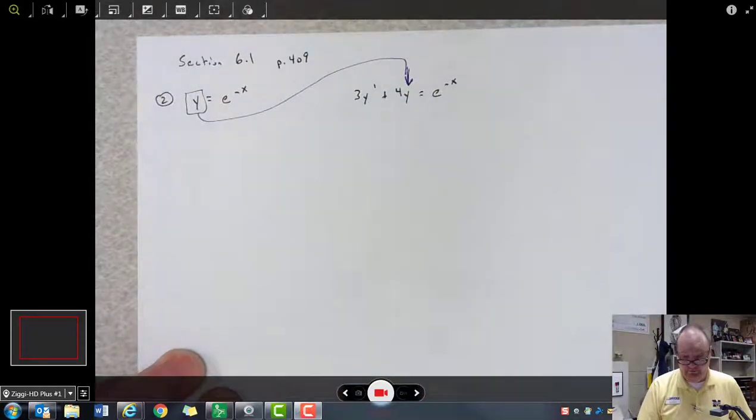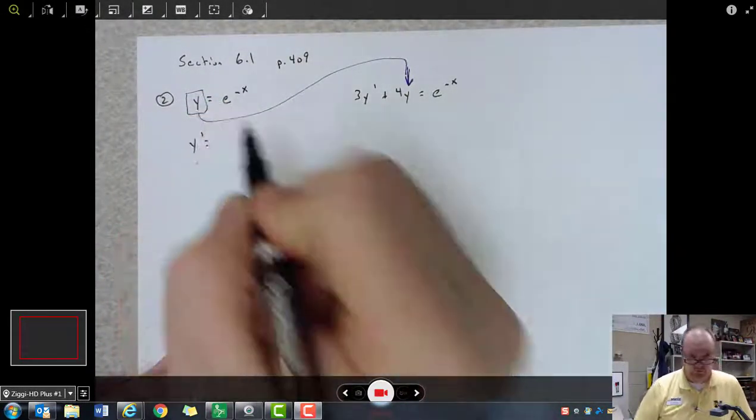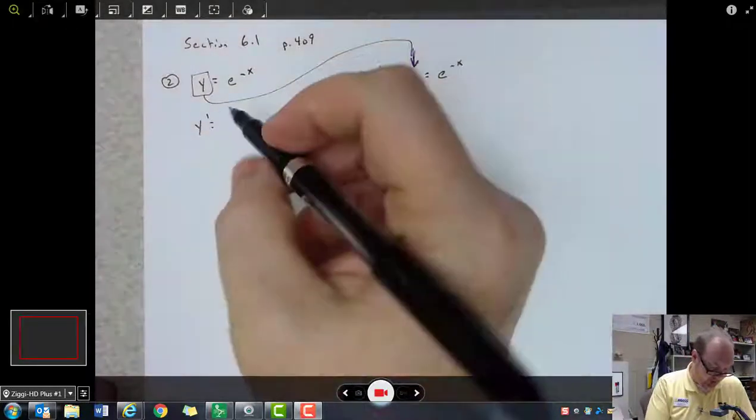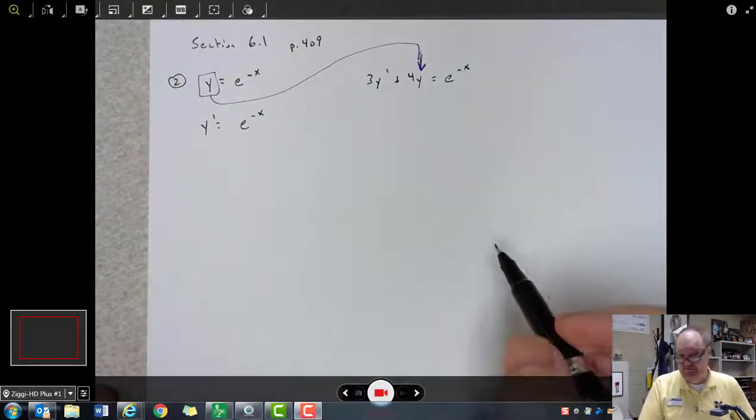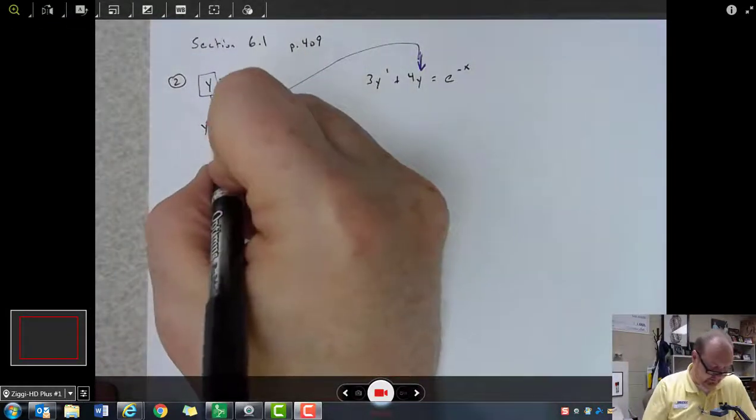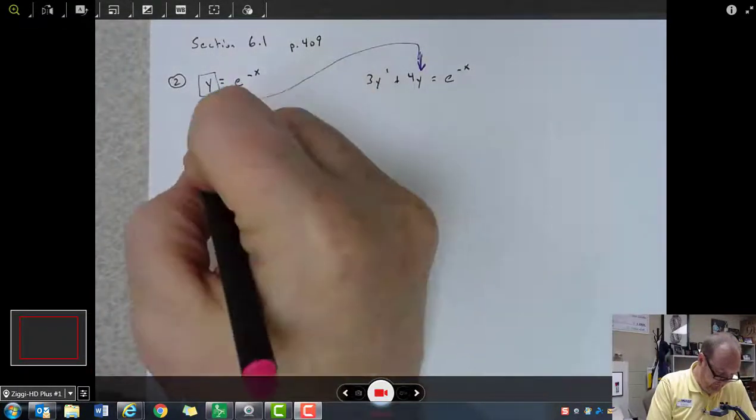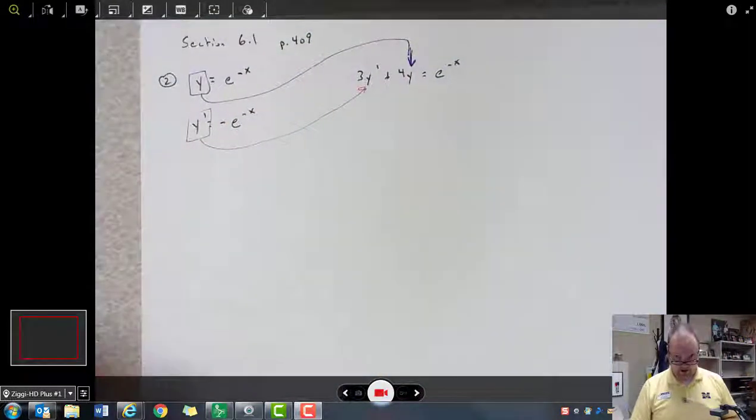What I don't have is y prime. So let me pull over and find that. The derivative of y, and I'm differentiating e to the negative x, so I always get back what I started with, times the derivative of negative x, in this case is negative 1. So I'm going to take all of that and plug in for y prime.